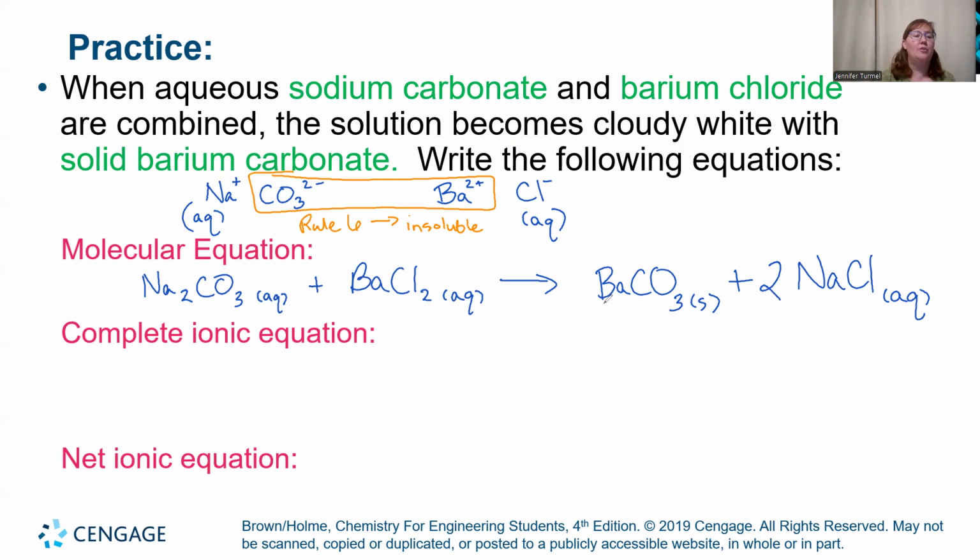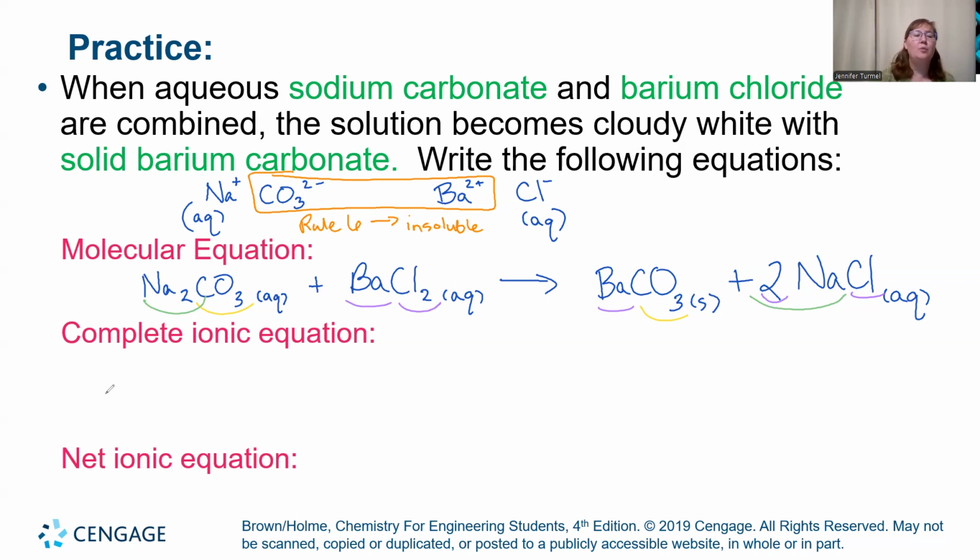Actually, here I can show this. I have 1 barium and 1 barium, and 1 carbonate and 1 carbonate. We have 2 sodiums here and 2 sodiums here. And last, we have 2 chlorines and 2 chlorines like that. So that's excellent. We know that we're balanced.